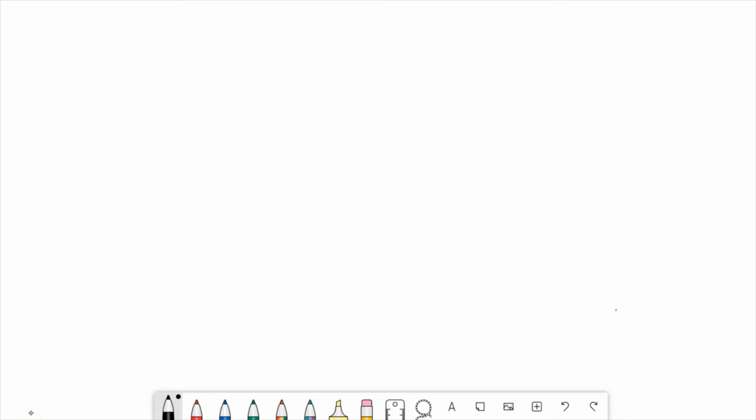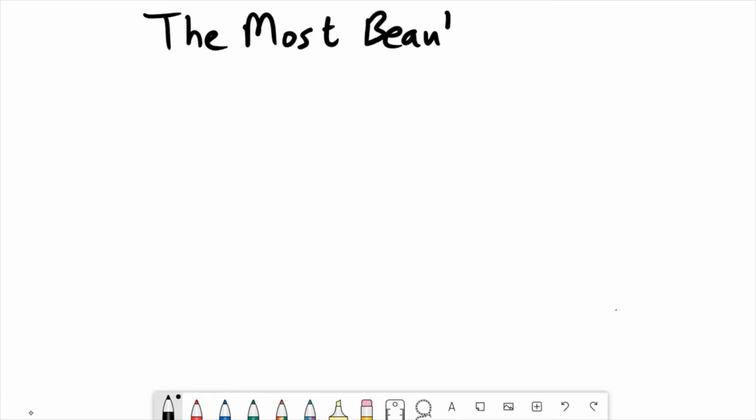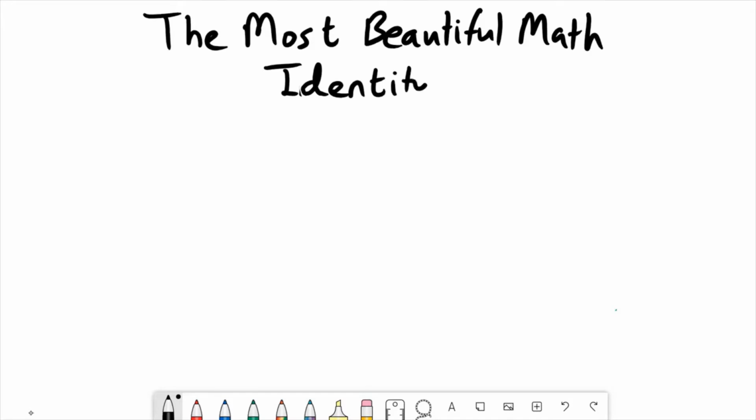Okay, so I want to introduce you all to what most people would say is the most beautiful math identity or equation. I'll use the word identity because it's more fancy. It's the most beautiful math identity, and we're going to basically prove that result using what we have learned with Taylor series. So we can get to the most beautiful math identity with our knowledge of Taylor and Maclaurin series.